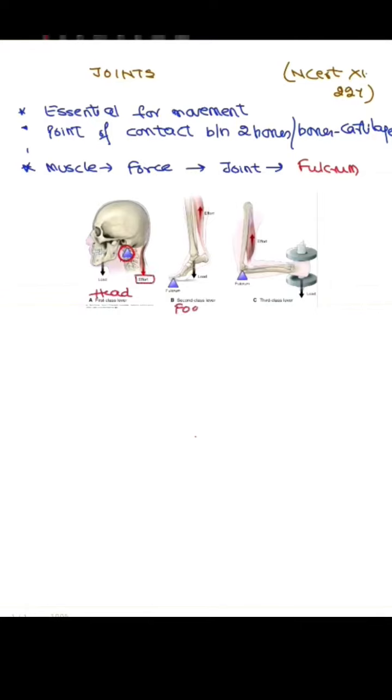Observe that to lift the head, we require a neck joint. To lift the foot, we require a joint in the foot region. And for the bending of the hand, we require a joint in the elbow. So you can see the pressure or force applied by the muscle is carried through this joint and helps in the movement.